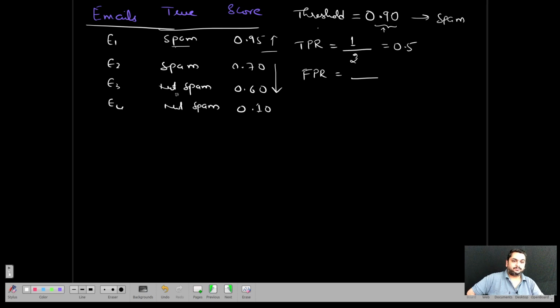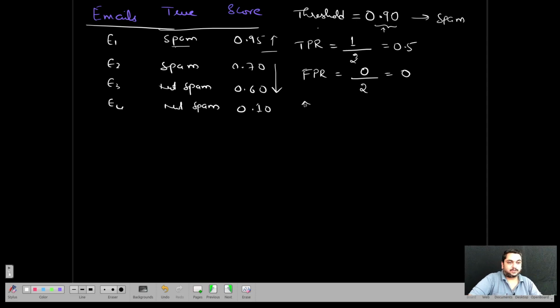Similarly, the false positive rate for the same threshold. False positive means actual not spam but predicted as spam. How many are not spam? Two. And how many are detected as false positive? At this threshold, none of them. So this will give me 0.